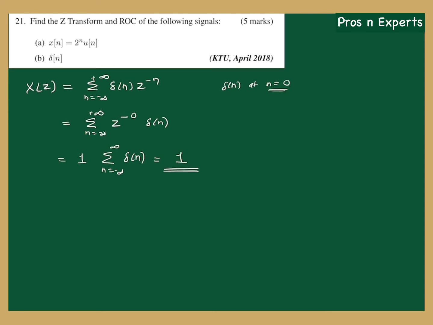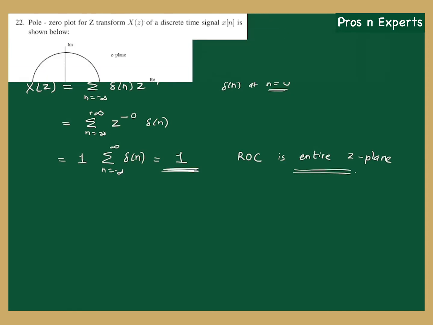So this is 1. So that's how you can prove that the Z transform of delta of n becomes 1. Okay. And ROC, what is ROC? ROC is the entire Z plane, right? Because the Z transform is just a constant, 1. 1 is stable everywhere, on every part of the plane. So ROC is the entire Z plane. Entire Z plane. So that completes the answer.